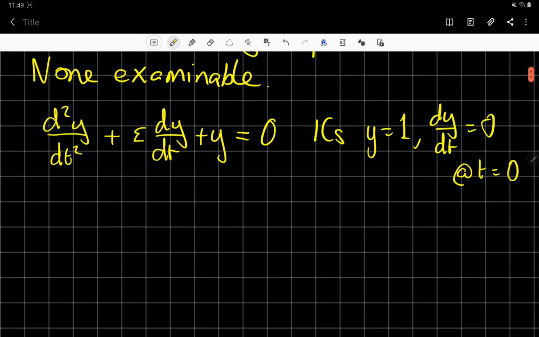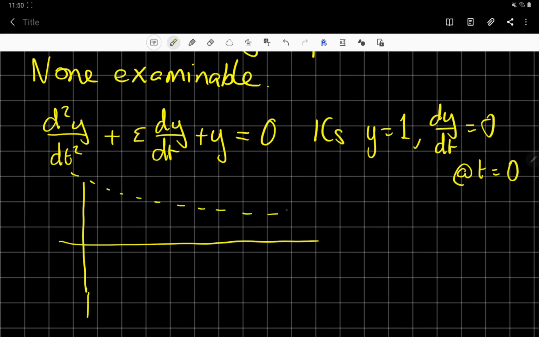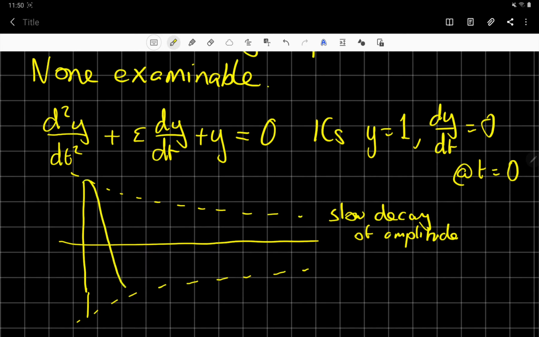And the kind of solution we're anticipating for an equation like this, so we're expecting it could be an exponential envelope. So slow decay of amplitude. And fast oscillations.